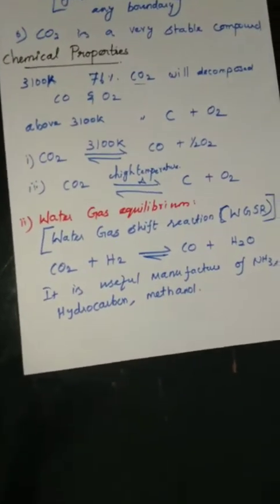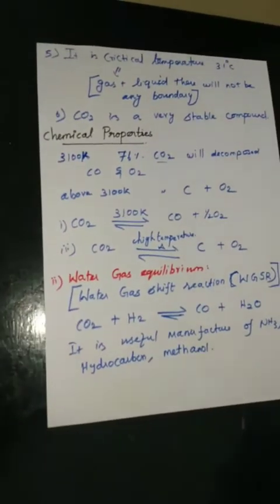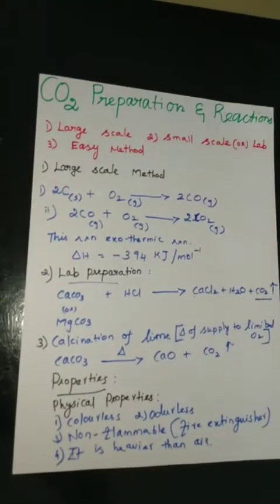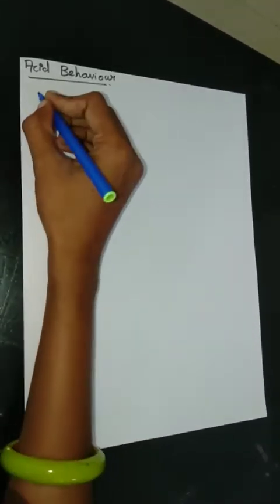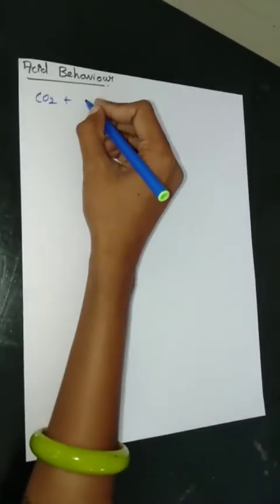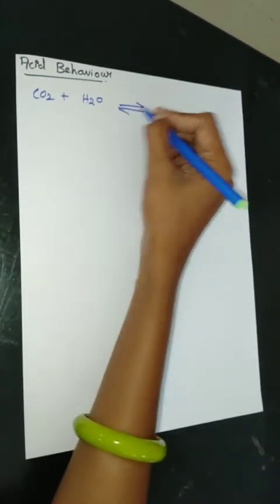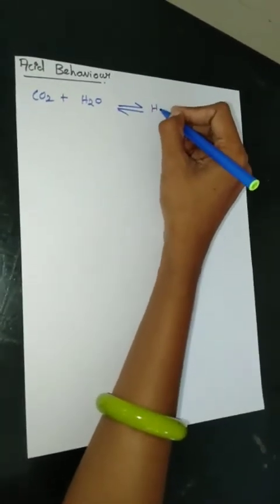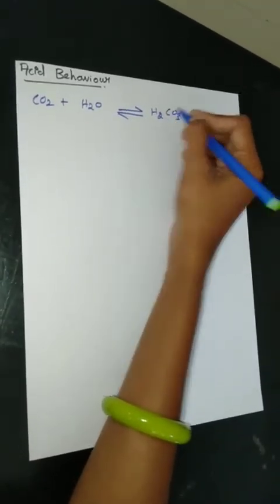Next is acid behavior. Acid behavior is used in soda bottle preparation. Carbon dioxide plus water, in aqueous solution, gives an equilibrium with carbonic acid. The formula of carbonic acid is H2CO3.